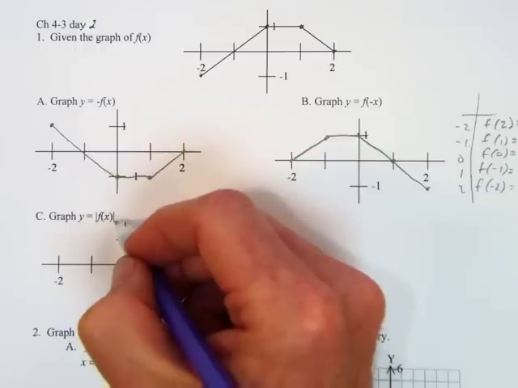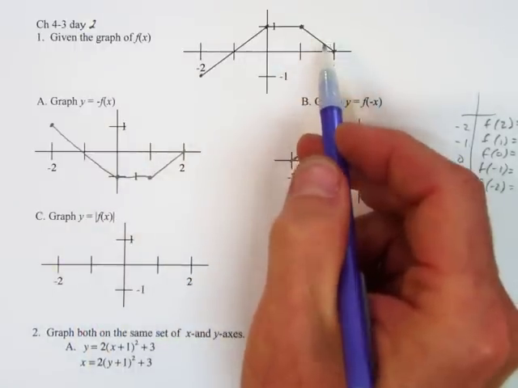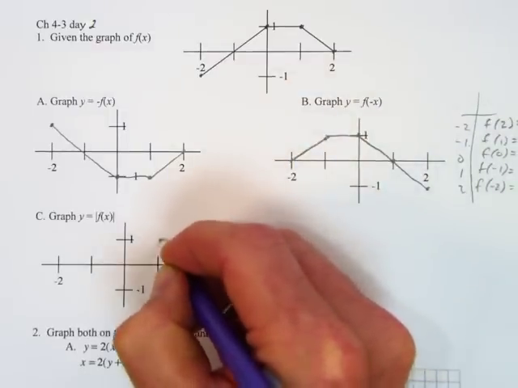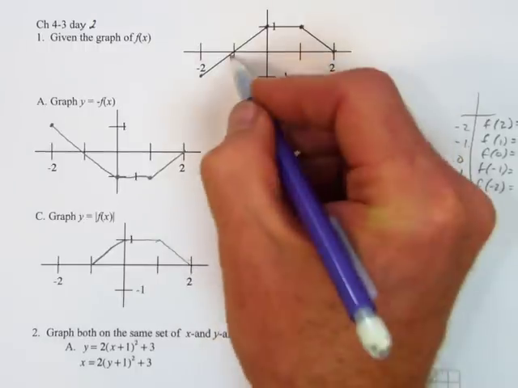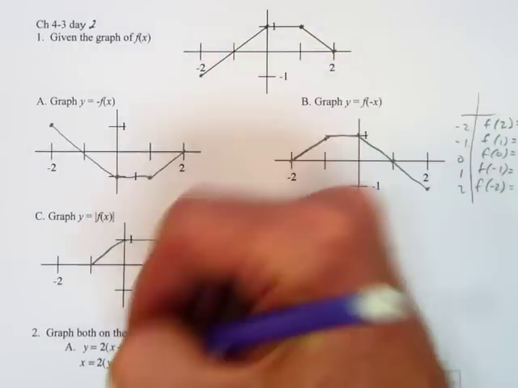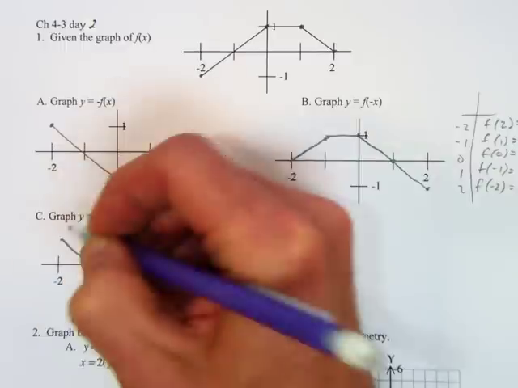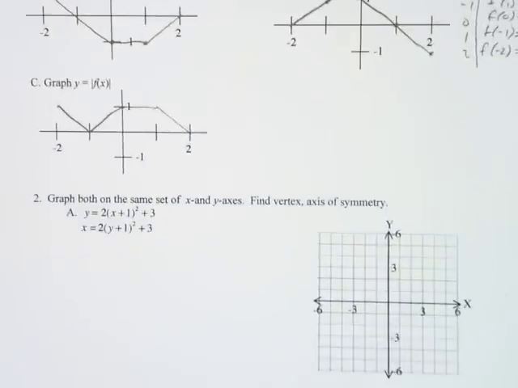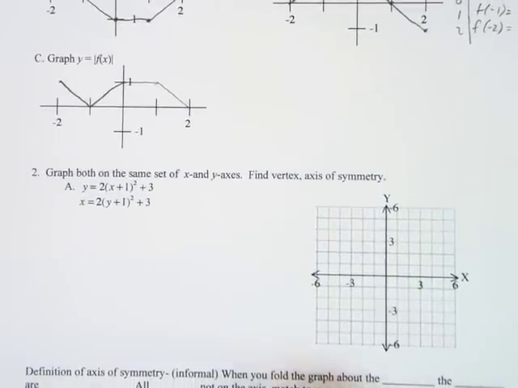Now, what does the absolute value do? If the graph is above the x-axis already, it doesn't do anything. Or if it's 0. So that first part does not change at all. What does it do to this part that's below? It's going to reflect it above the x-axis. And there's a couple examples on dealing with that. Let's take a look at this type of problem.